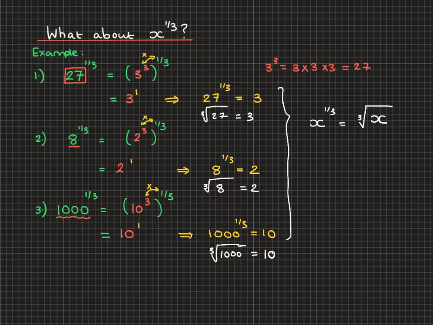Now, just in case anybody's not sure about what we're asking when we calculate the cube root, well, the cube root of 27 is 3 because the question is which number multiplied by itself 3 times, i.e. which number cubed is 27, and the answer is 3. So that's what a cube root is.